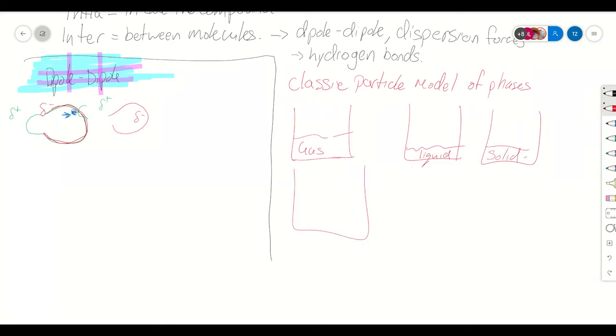If we look at these at a molecular level, your gases are far away. Your liquids are kind of far away, but still pretty close. Then your solid is very tightly packed. What do we have to do to melt a solid?